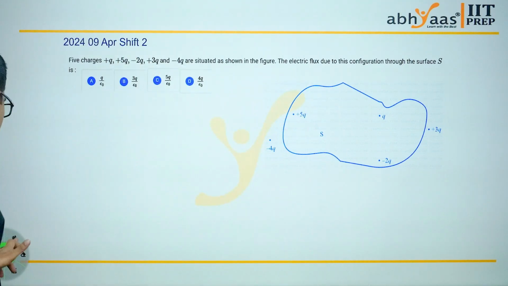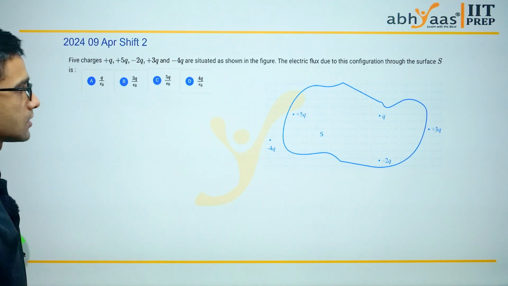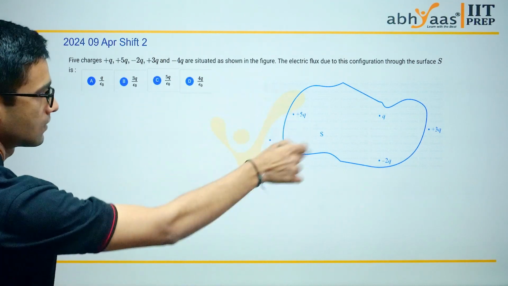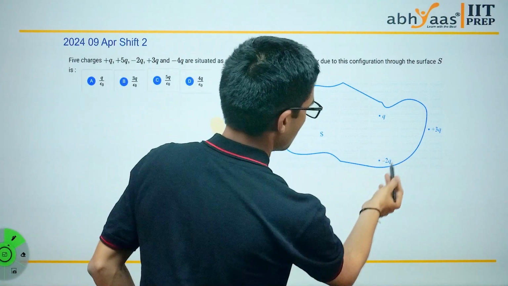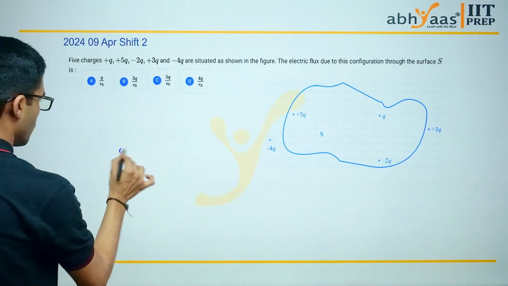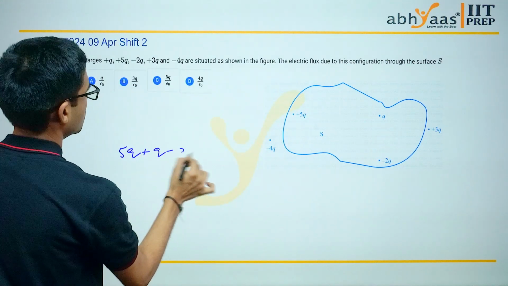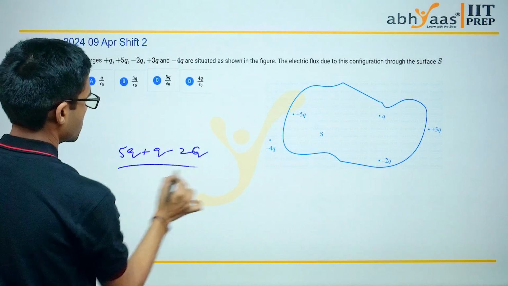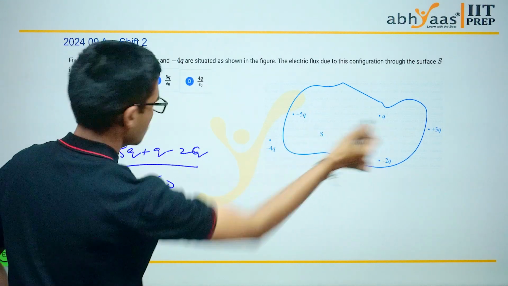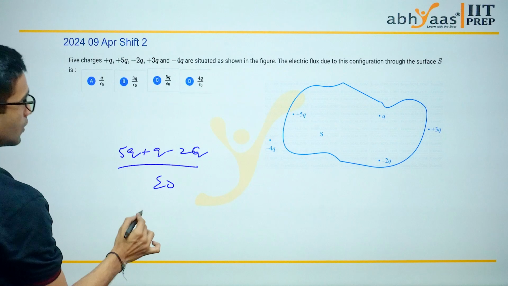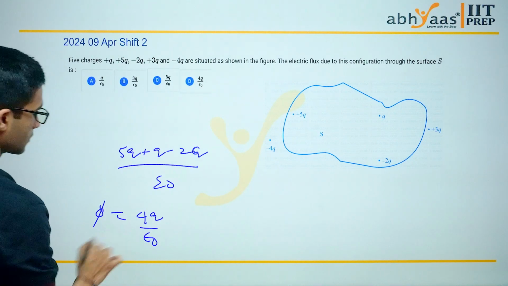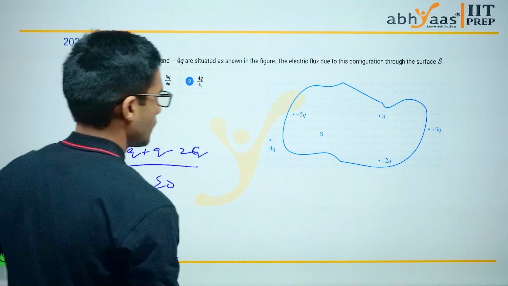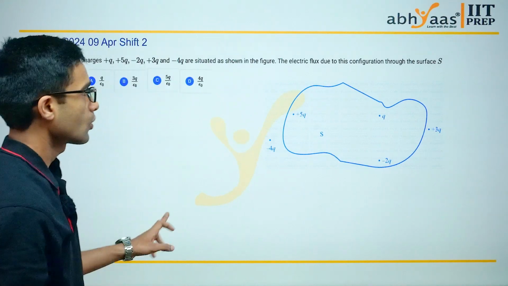Next one is also based on electric flux. You need to calculate using Gauss law. So what are the charges that are there in this enclosed figure? You need to say 5q plus q minus 2q by epsilon naught. The other charges are outside. 6q minus 2q is 4q by epsilon naught. This is the electric flux. Simple question, very easy one. Now going to the next question.